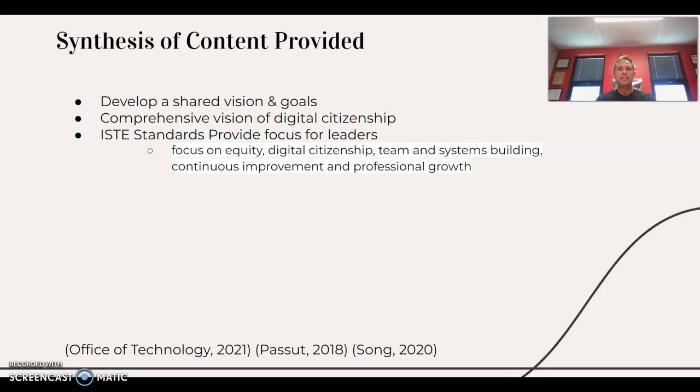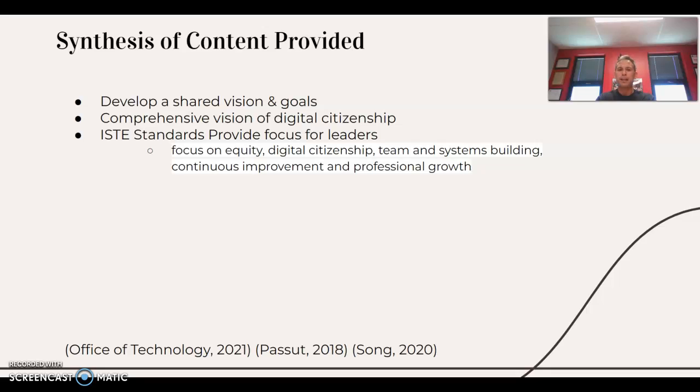Next slide is looking at developing a shared vision and goals. So, including a time frame, making sure what hardware is going to be used, supporting school goals, having a communication plan for families, and then PD for teachers as well. So looking at a comprehensive vision of digital citizenship. So adopt a comprehensive vision of digital citizenship, create a vision, have strategic plans, whether that includes cohorts of teachers, and provide targeted PD to them.